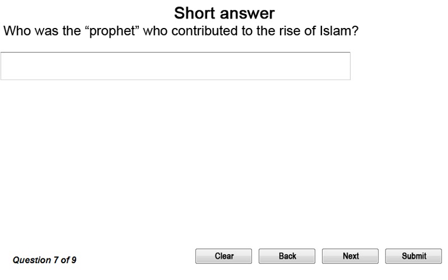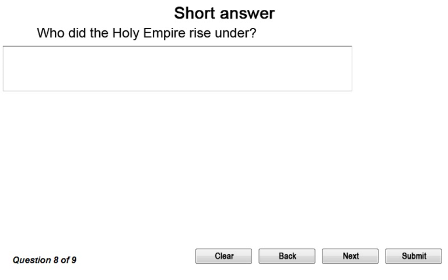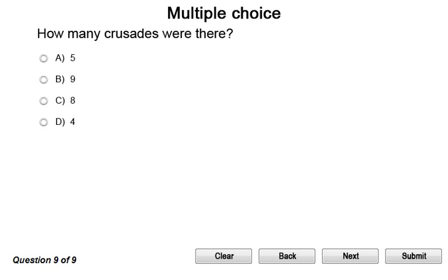Who was the prophet who contributed to the rise of Islam? That would be Muhammad. A short answer: who did the Holy Roman Empire rise under? That would be Charlemagne or Charles the Great. How many crusades were there? Nine, according to this course. Some people may put less, some may add more.